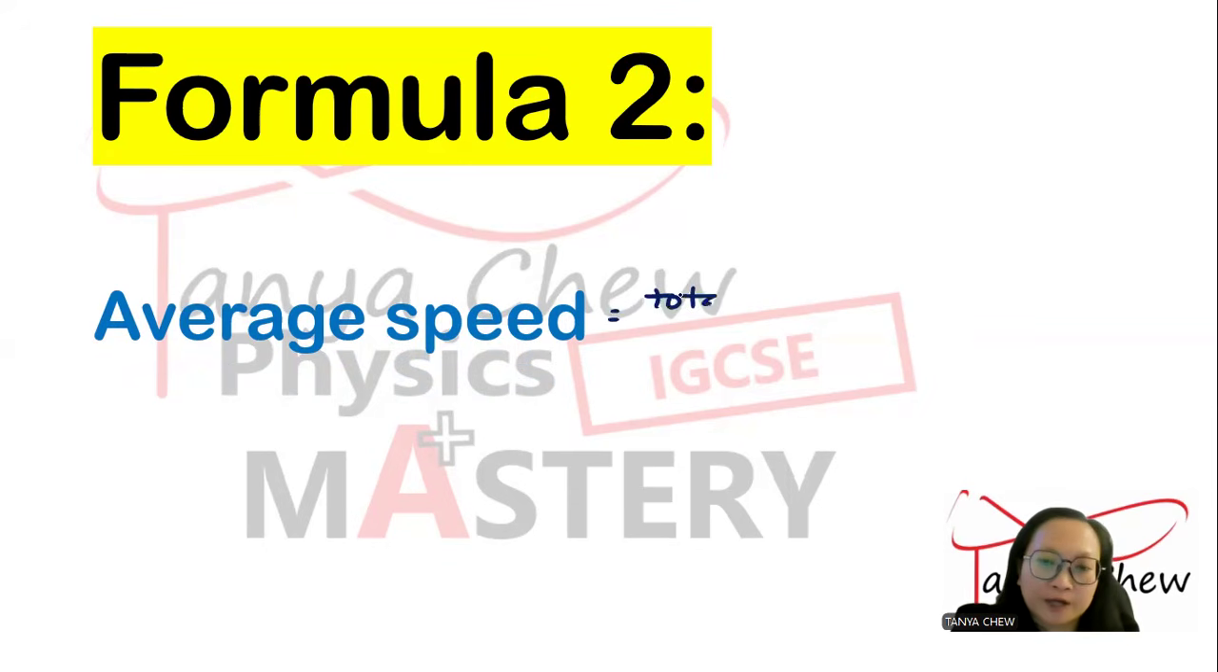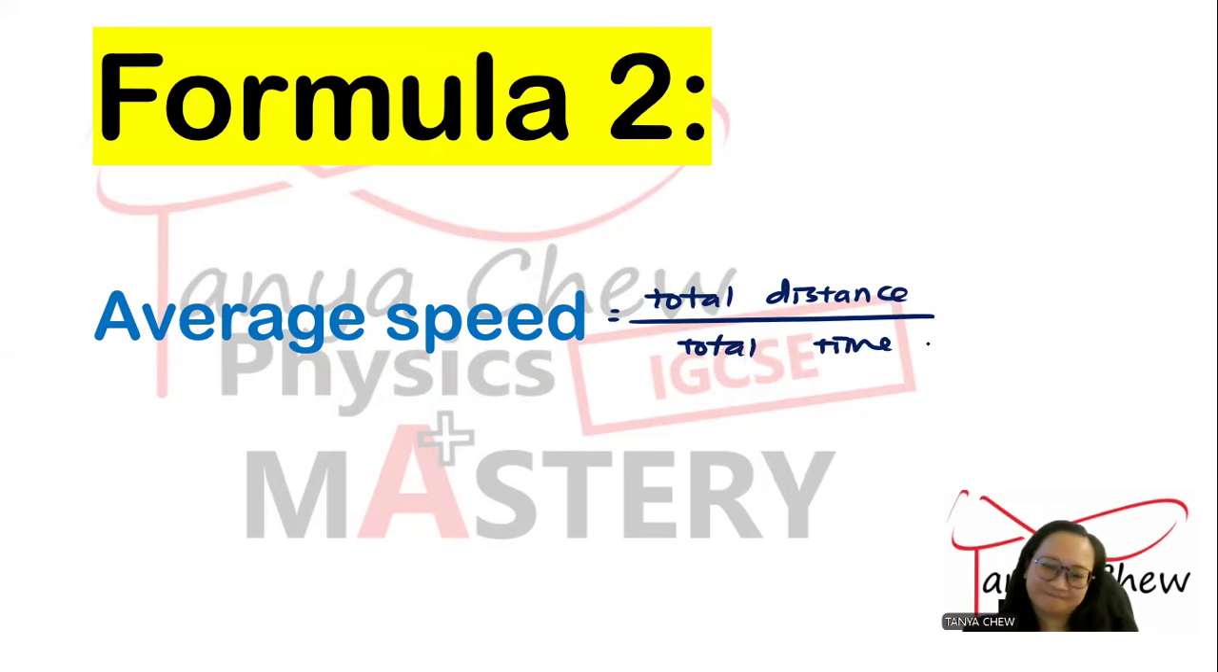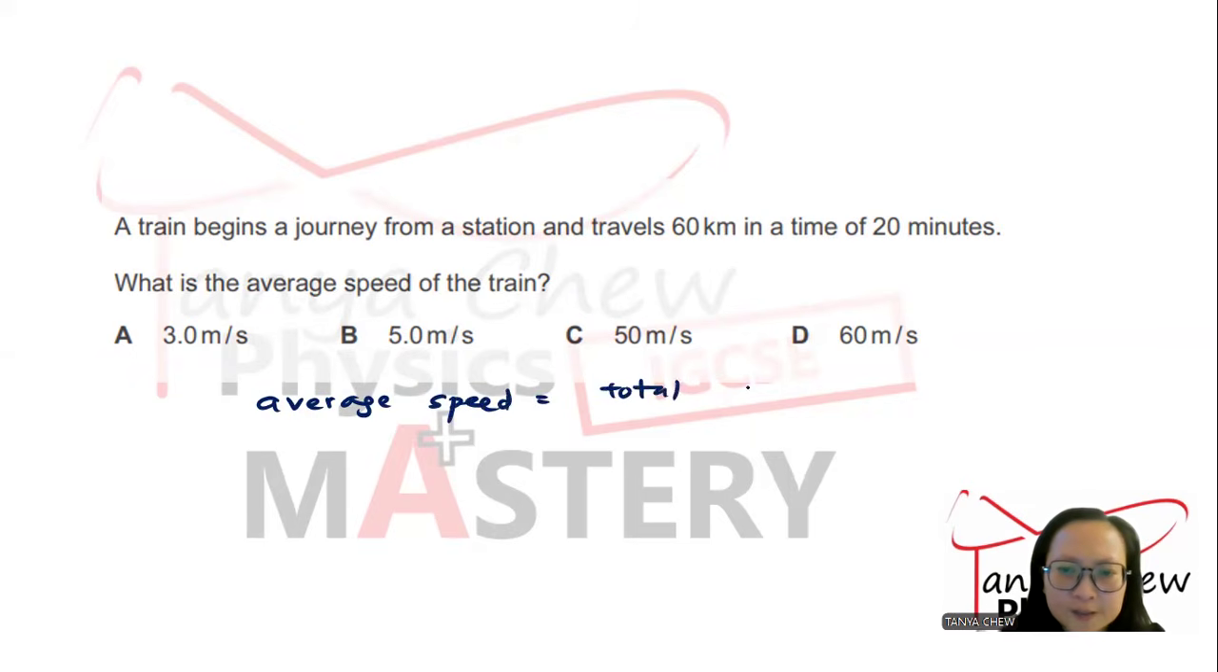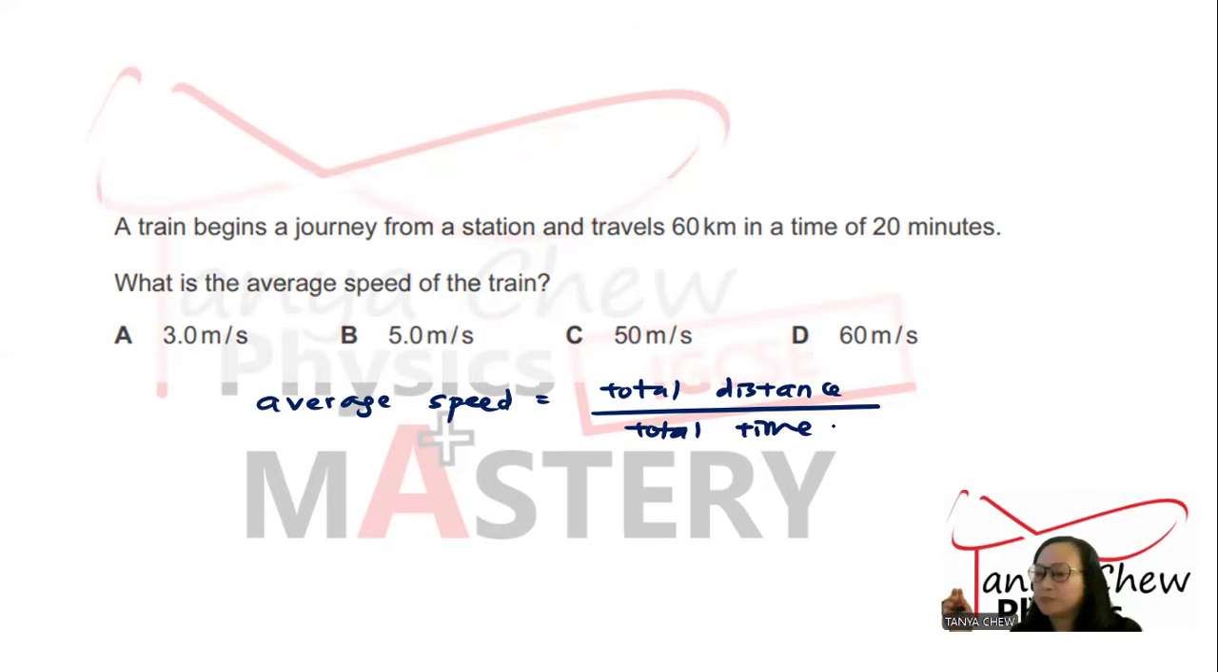You have to use a formula to do your calculation. Average speed can be calculated by total distance divided by total time. So let us see one of the past year questions here. A train begins a journey from a station and travels 60 kilometers in a time of 20 minutes. What is the average speed of the train? Before you answer the question, write down the equation. It brings no harm when you write it down. Average speed is equal to total distance divided by total time.